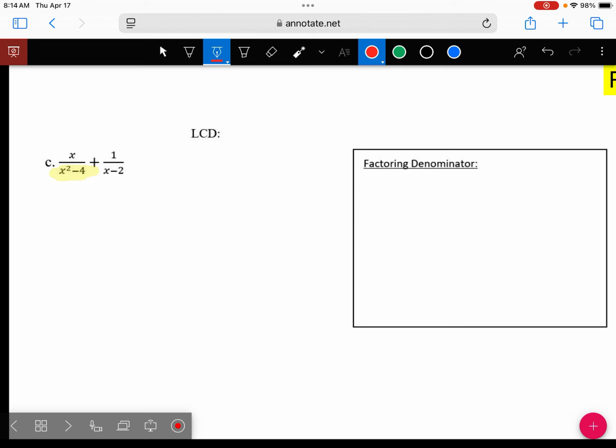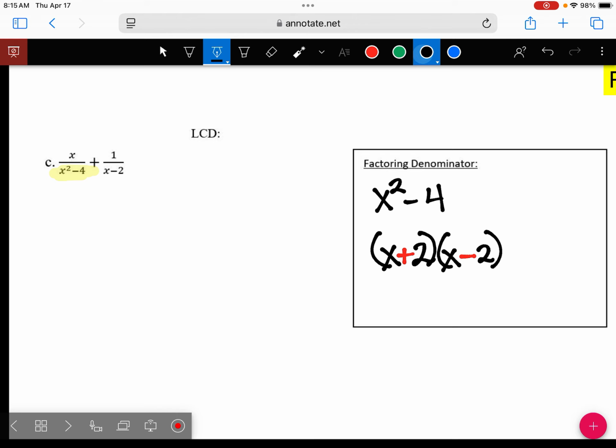So when you factor x squared minus 4, that's a pattern. So what multiplies to give you x squared? That would be x times x. What multiplies to give you 4? That's 2 times 2. One has to be addition and one has to be subtraction. So that means that this first fraction is really x over x plus 2, x minus 2.